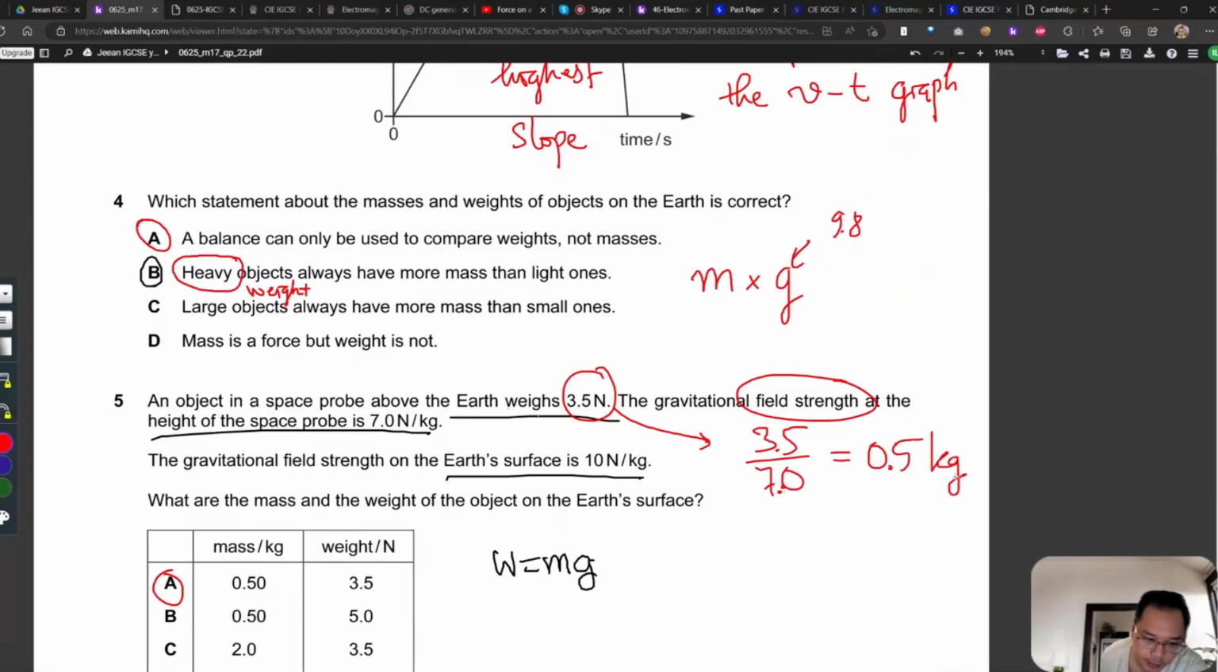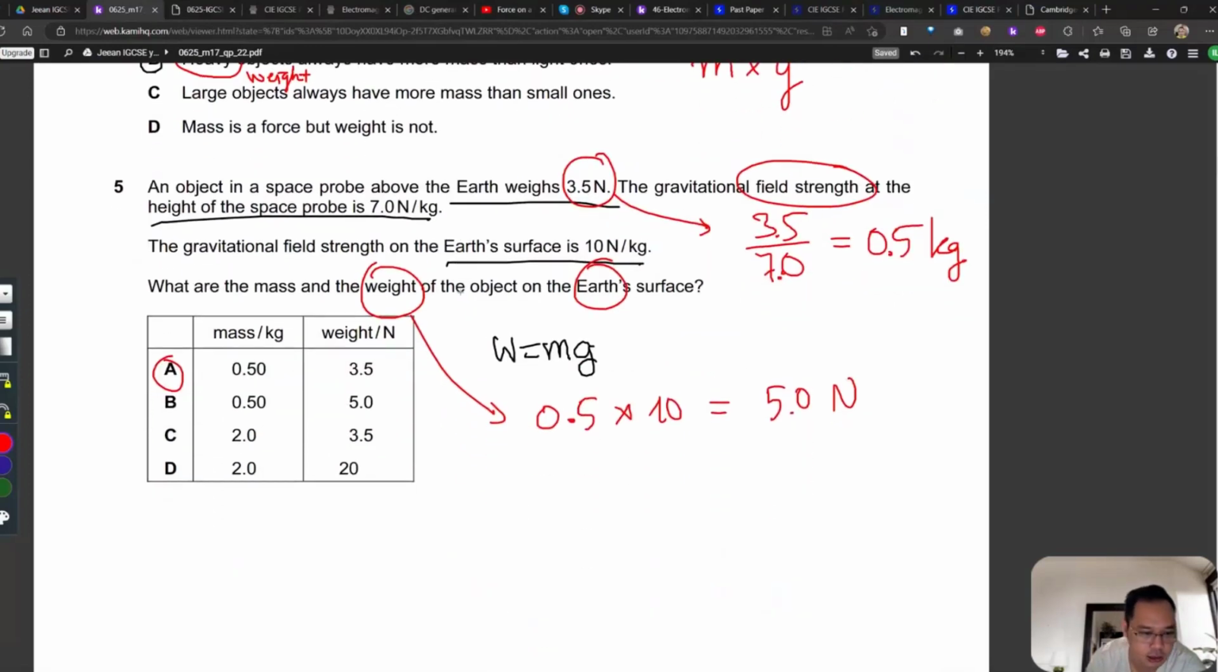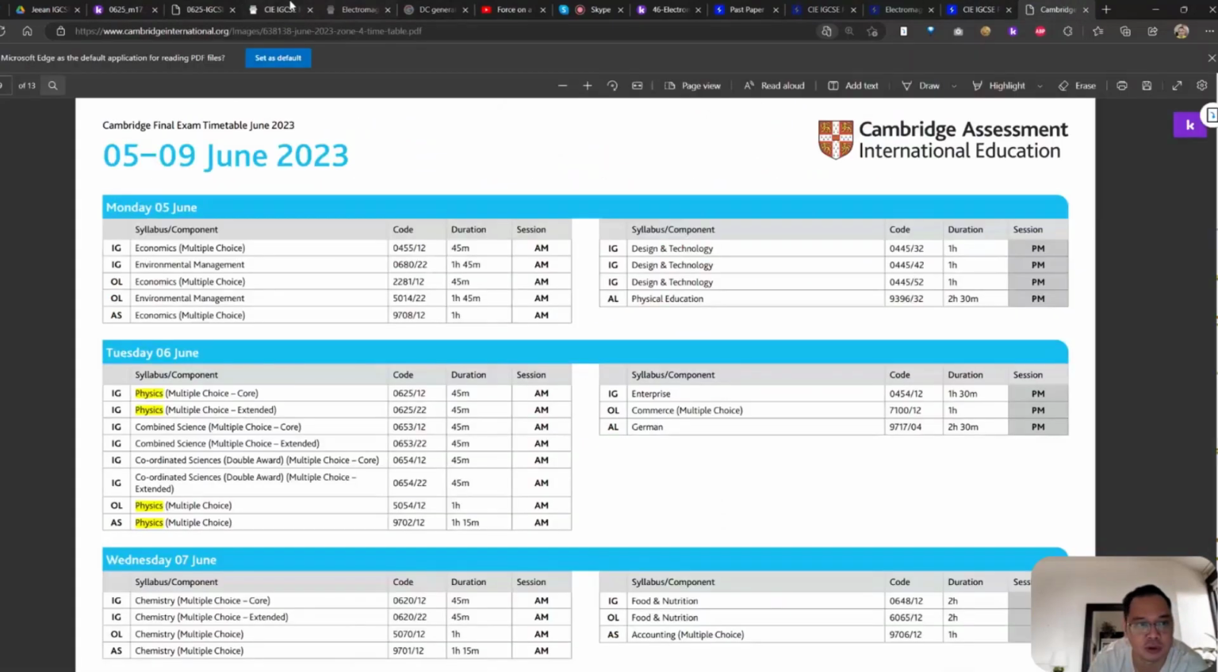Okay. You have to take the weight and divide by the field strength where the weight was calculated, meaning on the space probe. And then the weight on Earth is 0.5 kilogram multiplied by 10, which is 5 newtons. Okay, but according to the mark scheme, it is A, and A is not 5 newtons.